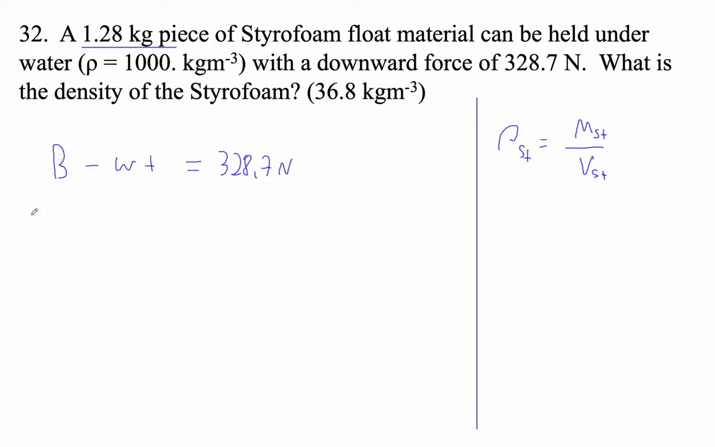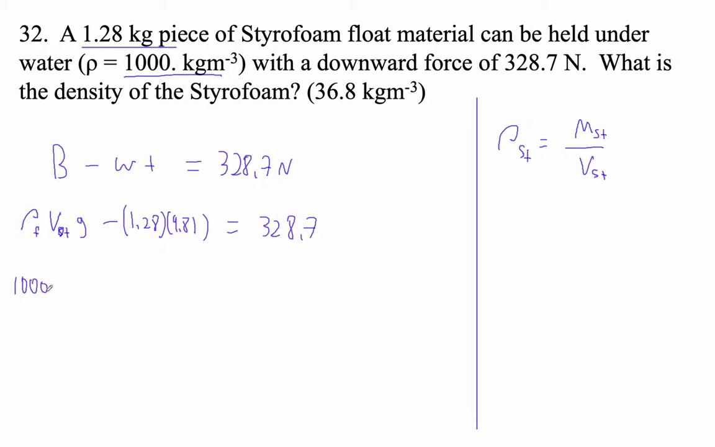The buoyant force is going to be the density of the fluid, in this case water, times the volume displaced, which in this case is the volume of the styrofoam, times g. And then minus the weight. Well, the weight is just the mass, 1.28, times gravity, 9.81, and that is equal to 328.7. So let's fill in what we know.